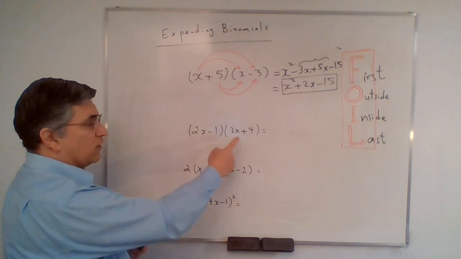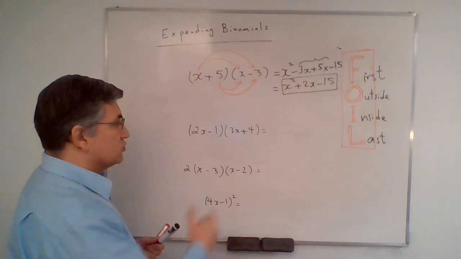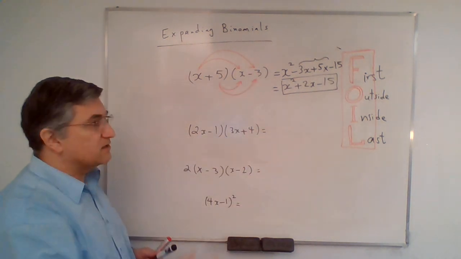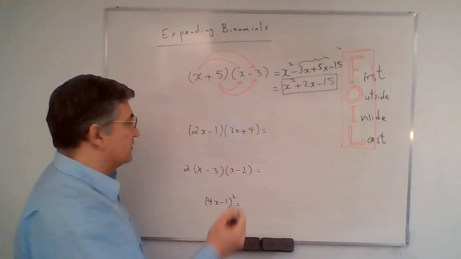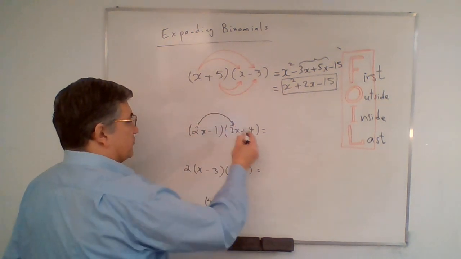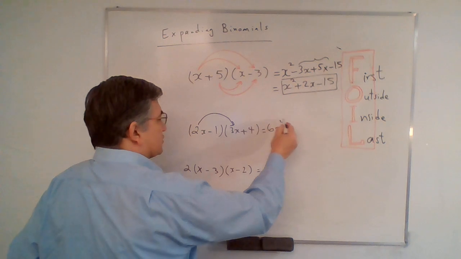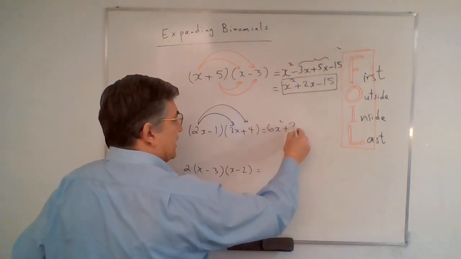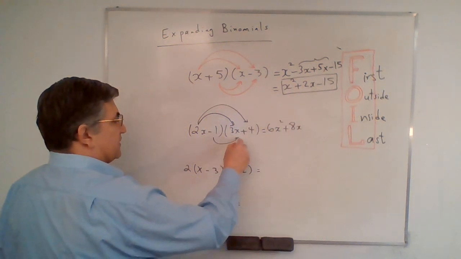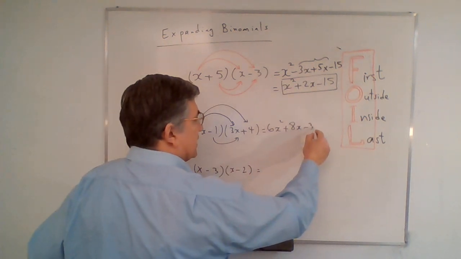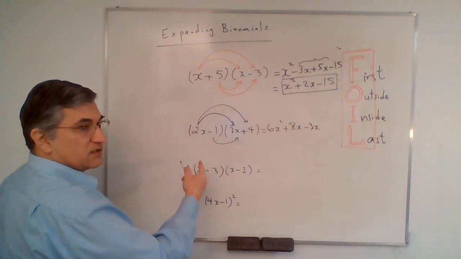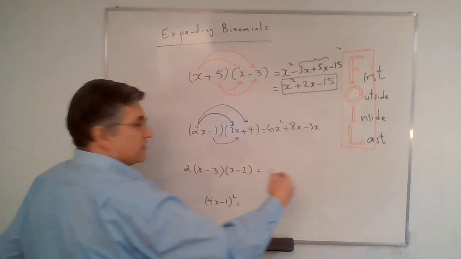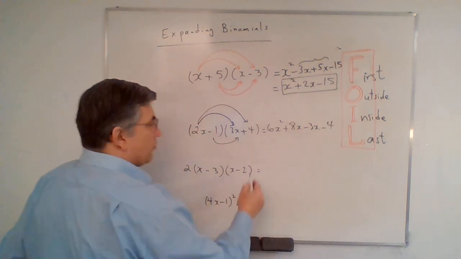So this is another example. 2x minus 1 times 3x plus 4. So I'm going to follow this so-called F.O.I.L method. So I'm going to multiply 2x by 3x. That's going to be 6x squared. 2x times 4 is going to be 8x. And then we have negative 1 times x, which is negative x. That was the inside term. And then we have negative 1 times 4, which is negative 4.